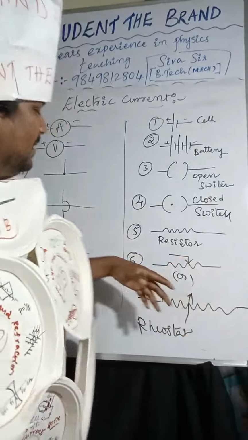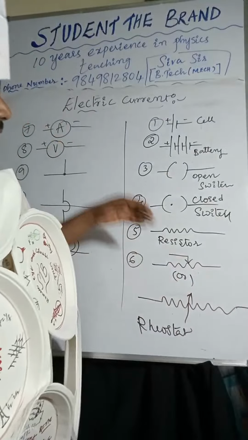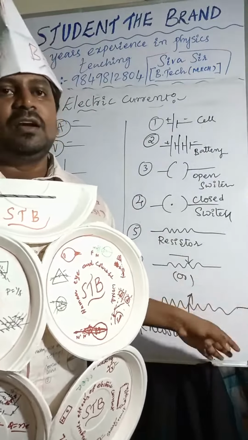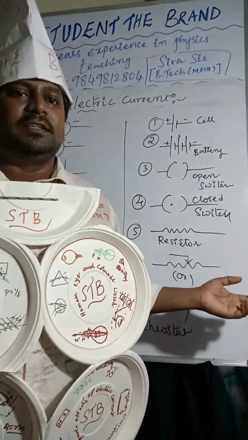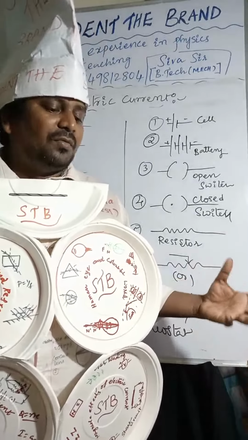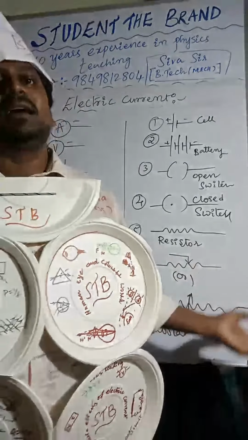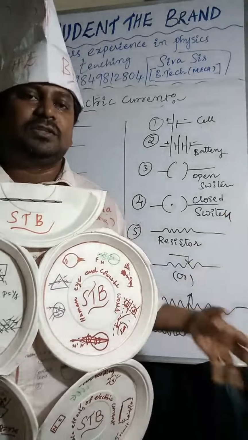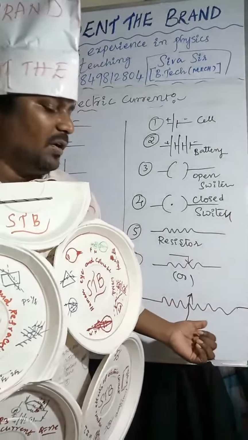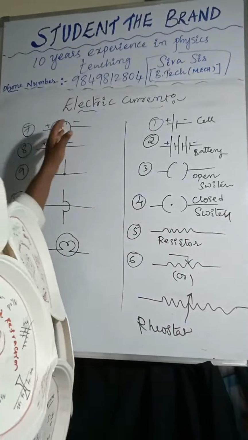Next, ammeter and voltmeter. A rheostat is a device which is used to regulate the current without changing the voltage source. That is nothing but a rheostat.